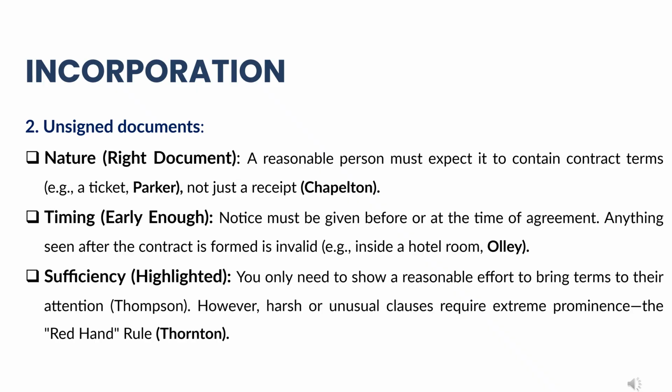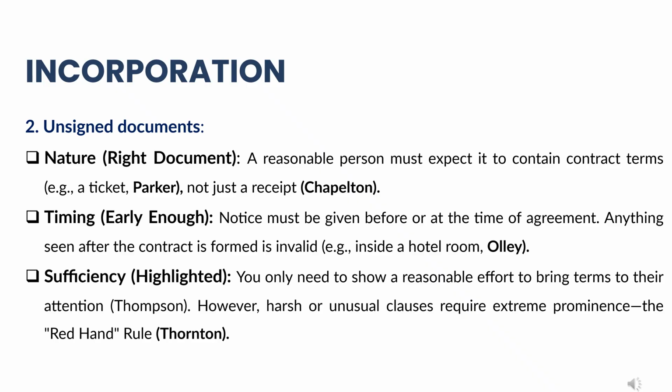For example, in Parker v. Southeastern Railway, a ticket was considered capable of containing contractual conditions because people generally expect tickets to include terms. However, if the document appears to be nothing more than a receipt or voucher, the clause may not be incorporated. This was demonstrated in Chapelton v. Barry Urban District Council, where the court held that a deck chair ticket looked like a mere receipt rather than a contractual document. The second test concerns timing.